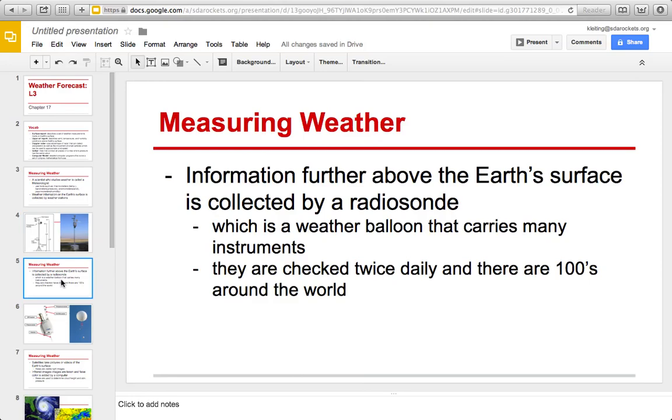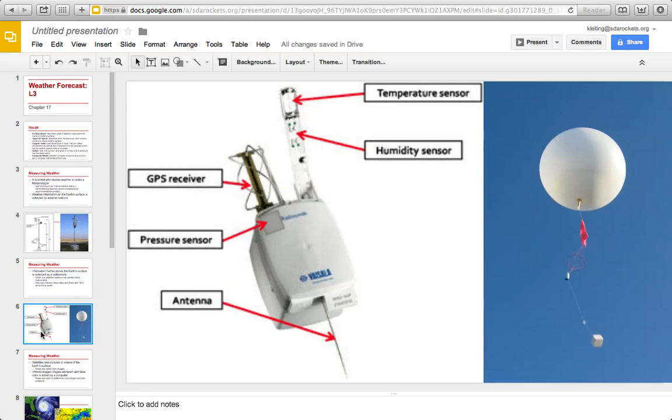Information further above the Earth's surface is collected by a radiosonde. A radiosonde is essentially a weather balloon that carries all the stuff that we saw in that last picture. They're checked twice daily, and there are hundreds around the world. So here we have a picture of a radiosonde, and this is what's all included. You have your pressure sensor, your GPS receiver, your humidity sensor, your temperature sensor.